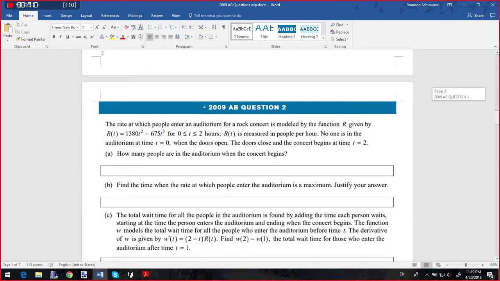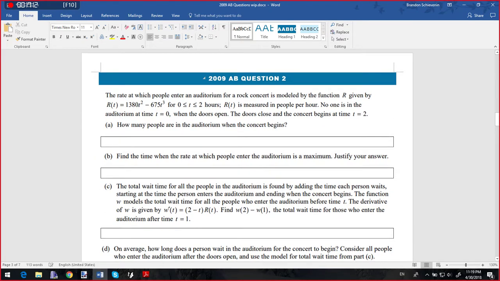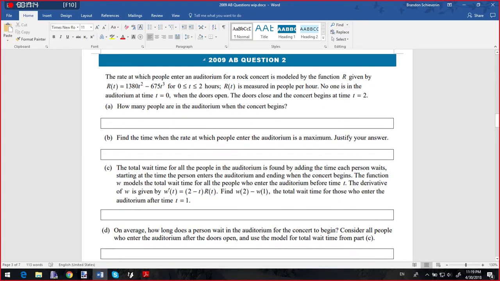All right, so I'll move down to the second one. For the second one, I have a rock concert going on. The rate at which people are entering the rock concert is given by this function, R of t, measured in people per hour. No one is in the auditorium at t equals 0 when the doors open. The doors close and the concert begins at t equals 2. So the first thing they want to know is how many people are in the auditorium when the concert begins.